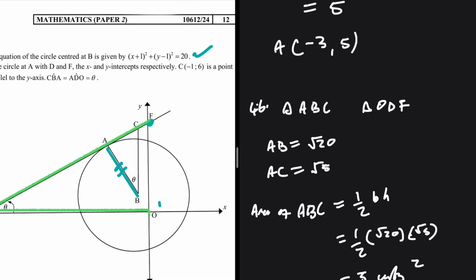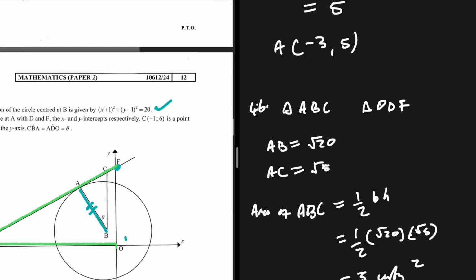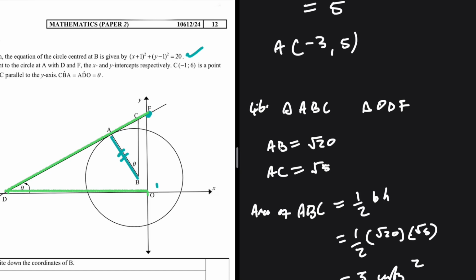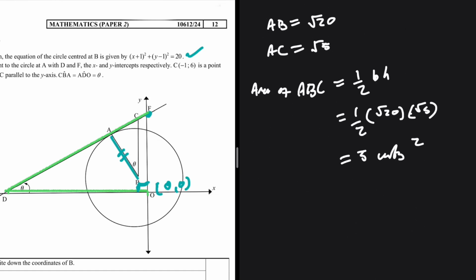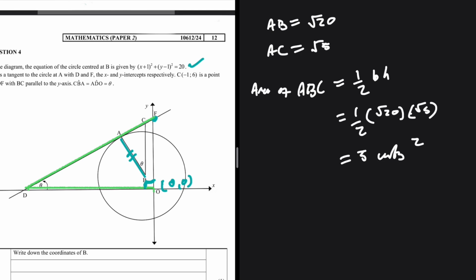Obviously, the first thing to realize here is that we actually have the coordinates of O as it is the center. So we have 0, 0 there. Obviously, here we have an angle of 90. It seems like we just need OD and OF. If we get OD and OF, we shall be able to calculate the area of that triangle using half base multiplied by height. So how do we therefore calculate D and F?